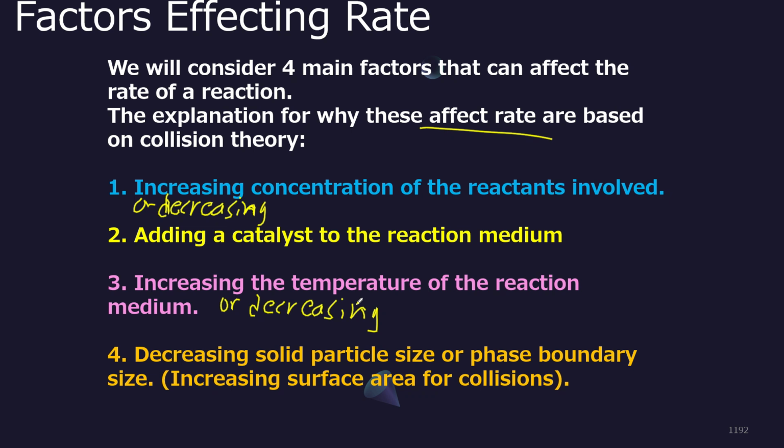Fourth then, decreasing solid particle size or phase boundary size. In other words, increasing surface area for collisions. Okay, so you can imagine if we're trying to get a gas or liquid to react with a solid that maybe we drop in, there's going to be a surface area where collisions can happen. They can't really happen in the center of that chunk of solid, right? And solid reactions I think are quite rare or slow, so we really won't focus on those.